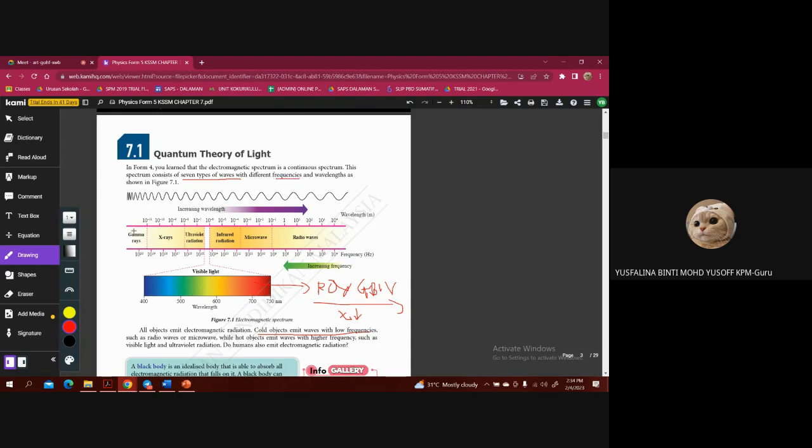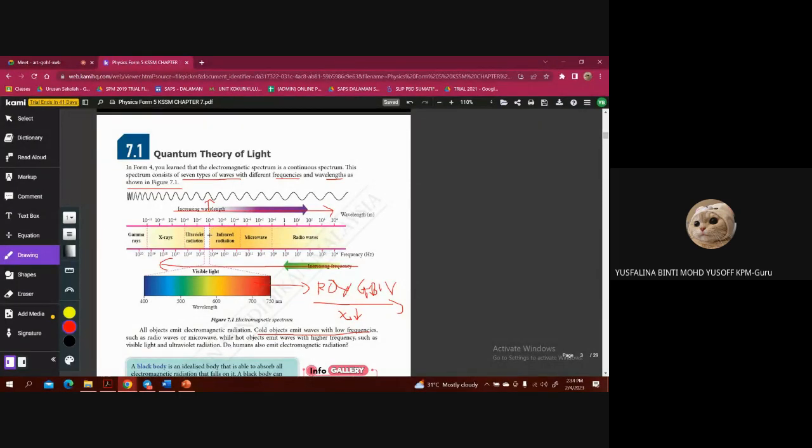Every type of electromagnetic wave has its own frequency and its own wavelength. This spectrum consists of 7 types with different frequency and wavelength, as shown in figure 7.1. From gamma to radio wave, the wavelength increases, but from radio wave to gamma rays, the frequency increases. So it is opposite.